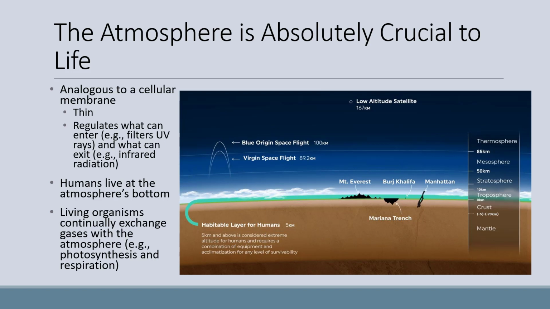The atmosphere is kind of analogous to a cellular membrane. It is quite thin, and it regulates what can enter, for example it filters UV rays, and what can exit, like infrared radiation. Humans live at the atmosphere's bottom. Living organisms continually exchange gases with the atmosphere. For example, photosynthesis takes in CO2 and puts out oxygen, while respiration does the opposite.